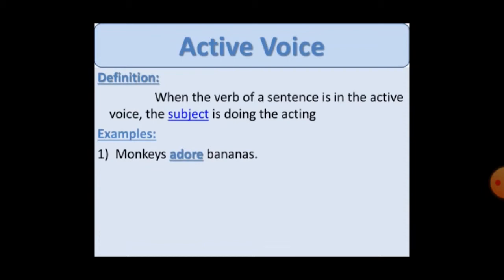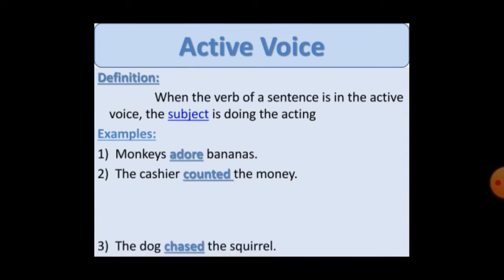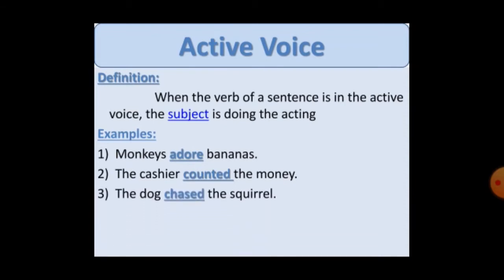For example students, monkeys adore bananas. So monkey is the subject here, the thing which is doing something. Adore is the transitive action and bananas is the object. In the second example, the cashier counted the money. Cashier is subject and counted is our transitive verb and the money is object on which the action has been done. And the third is the dog chased the squirrel. So dog is subject, chased is transitive action, the squirrel is object on which the action has been done. And the formula of active voice is what?